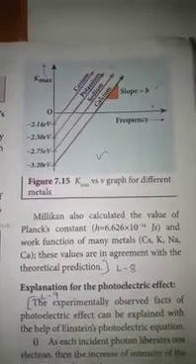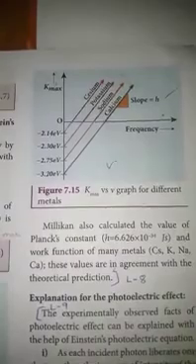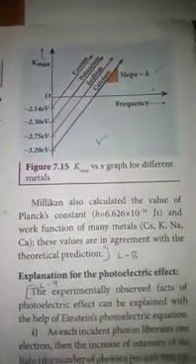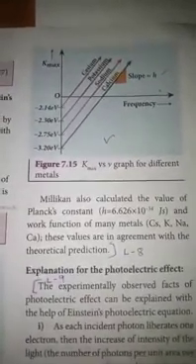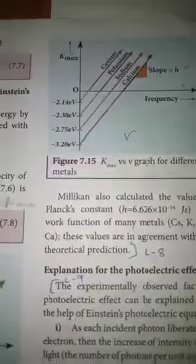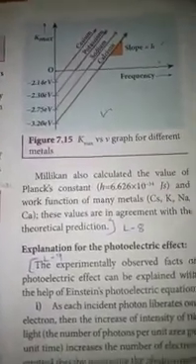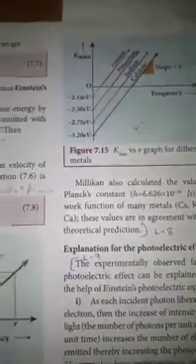And the work function of these metals is the same as the theoretical value. So the work function values of these metals, that means cesium, potassium, sodium and calcium, agree with the theoretical value. These are all about the Einstein photoelectric equation.